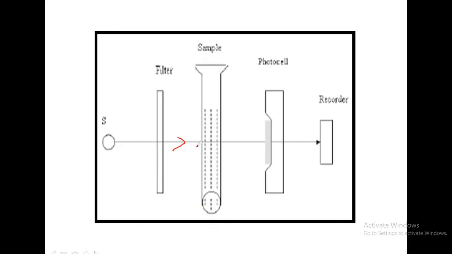This is the sample. I0 is the incident light, and here some light gets absorbed, that is A, and then the transmitted light comes out. This transmitted light is received by the photocell or detector. The detector converts this transmitted light into electrical signals. The electrical signals are then amplified, processed in a signal processor, and finally converted into digital form and displayed on the display of the instrument.